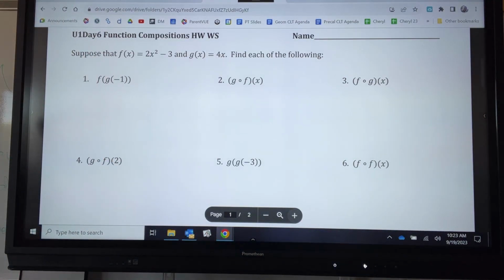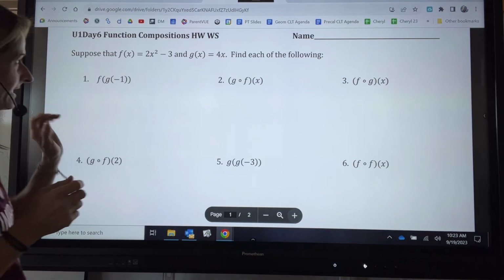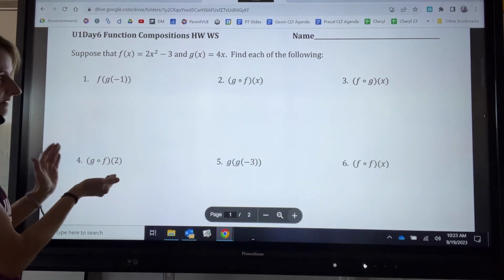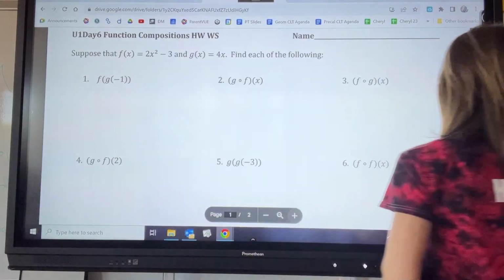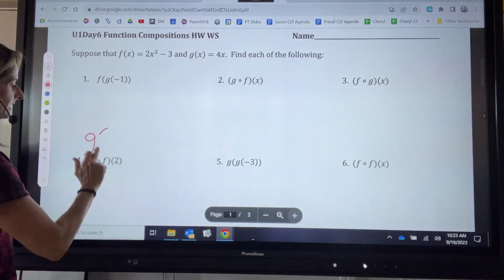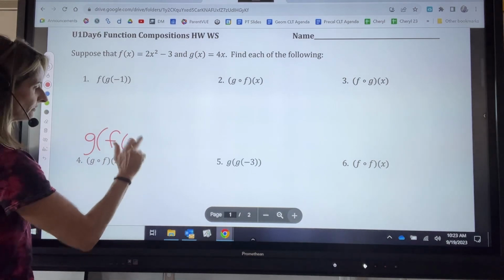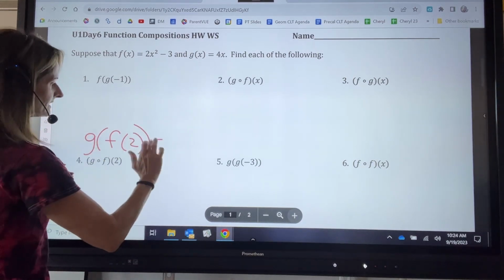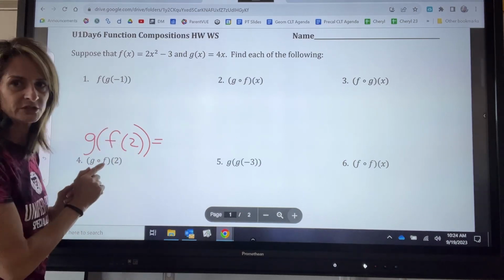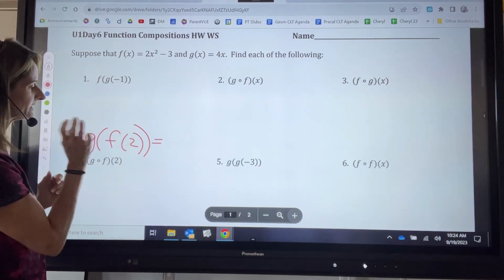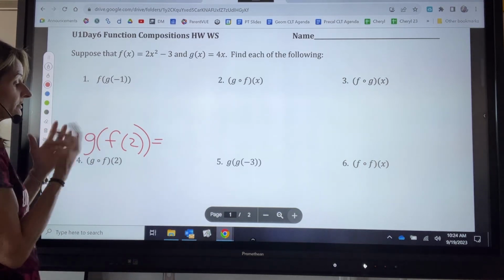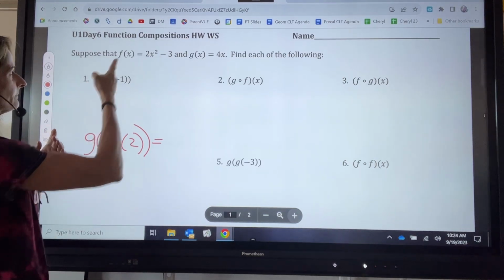Suppose that f of x equals 2x squared minus 3 and g of x is 4x. Well, what does this notation mean? It means g of f of 2. What that means is, first of all, we have to find what is f of 2, because we're going to take whatever that value is and input it into our g of x function. So let's figure out what that is. What is f of 2?